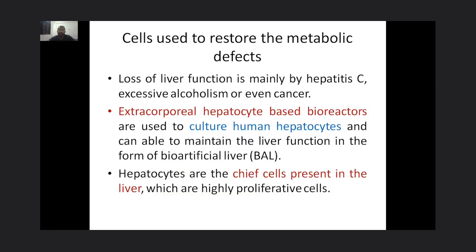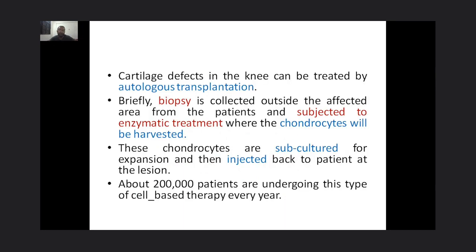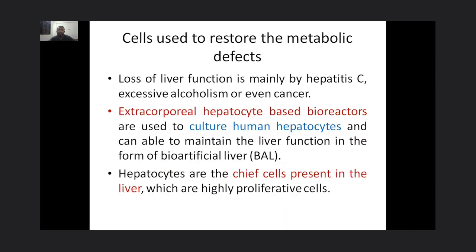So that was cell-based therapy for mechanical defects. That's how tissue engineering can help. Okay, so now cells used to restore metabolic defects. Metabolic defects here, such as loss of liver function, are mainly caused by hepatitis C. If the liver is not functioning, that may be because of loss of cells, loss of function, because of hepatitis B, or excessive alcoholism, or even cancer. So in any of these cases, the liver will lose its function.